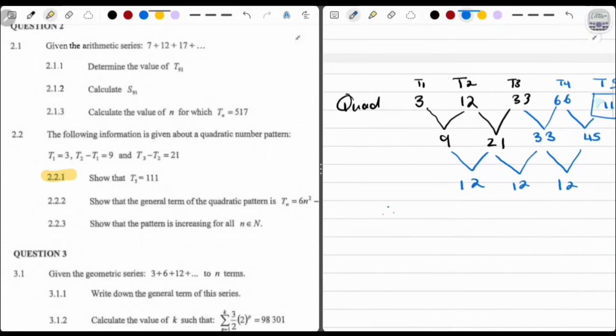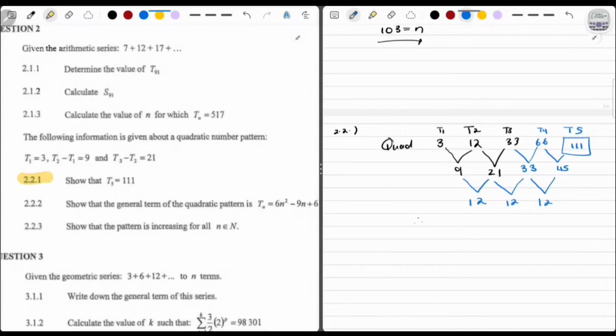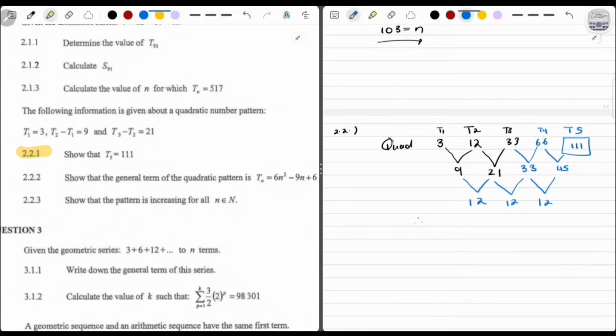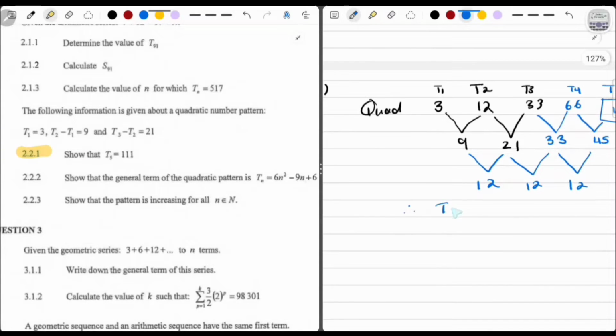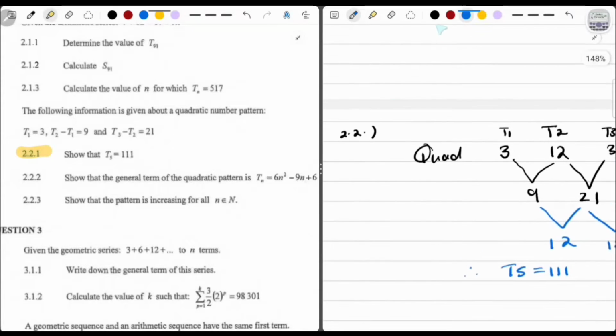Okay, so this is going to be our proof that that's how we found what that is. Of course, with your equations, but I didn't really see a need of putting the equations down. It may be necessary, but it's only for 2 marks, so they probably just want to see that really. Okay, so T5 is therefore equal to 111. Okay, so that is 2.1.1. Moving on to the next question.